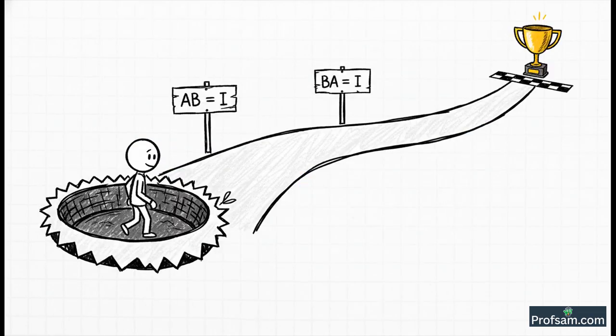And I am telling you this because it is the most common trap in exams. Seriously, so many students will calculate AB, they'll get the identity matrix, get excited, and then move on to the next question. That's a huge mistake. You have only done half the work. You must check BA as well. If you don't, you will lose marks for sure. So don't be that student.